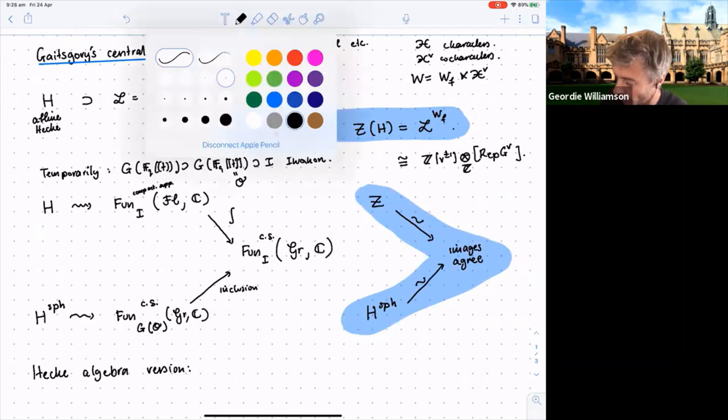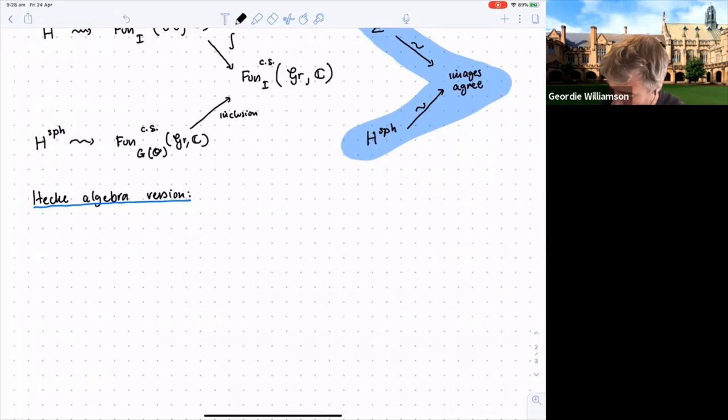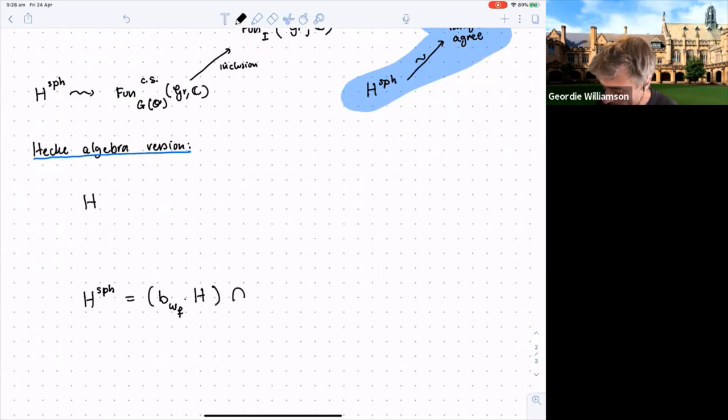So now the Hecke algebra version of this is we take H, the affine Hecke algebra, and H spherical here can be realized as, this is the Kazhdan-Lusztig element for the longest element of the finite Weyl group. And this spherical Hecke algebra can be realized as, you can think about this idempotent as basically saying this is a projection to things that are invariant on the left by G(O). And then we want it to be invariant on the left and the right. And so we should form this intersection.